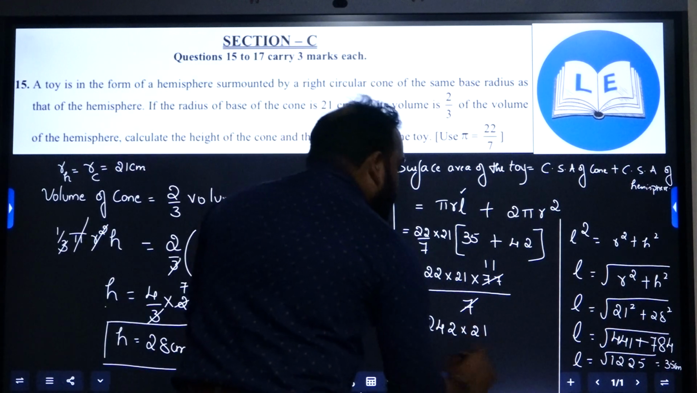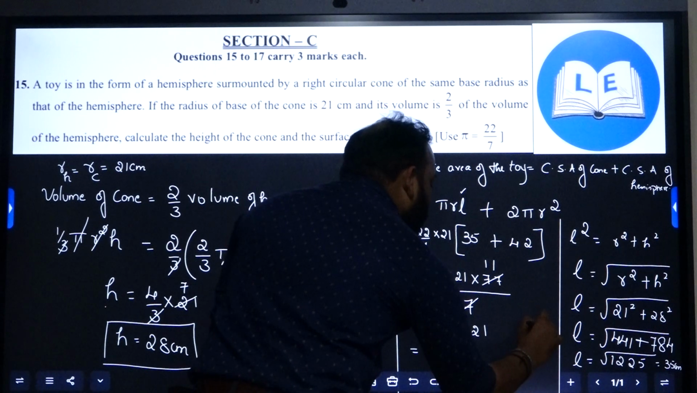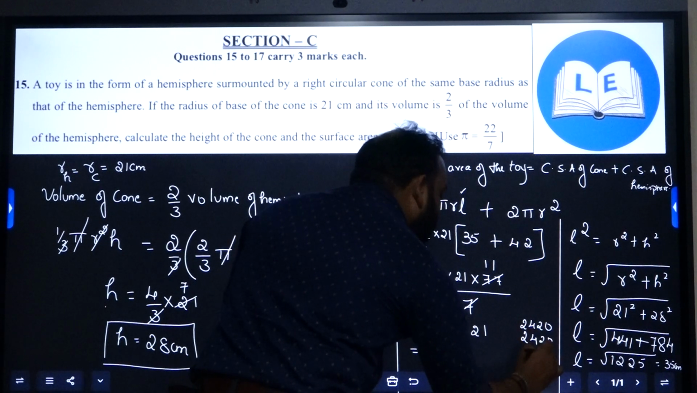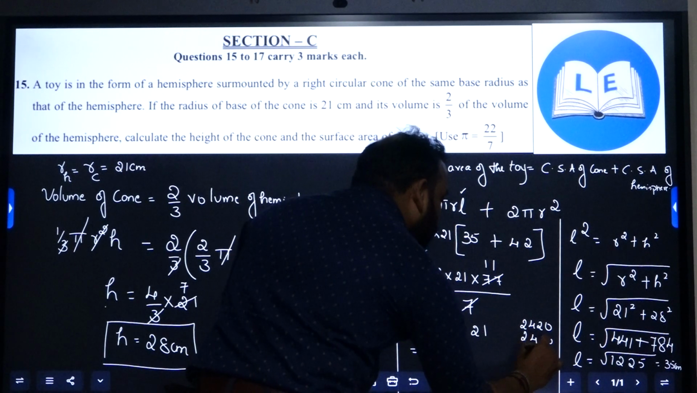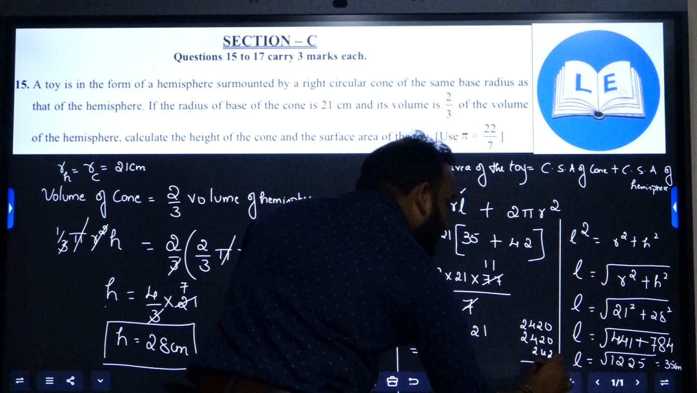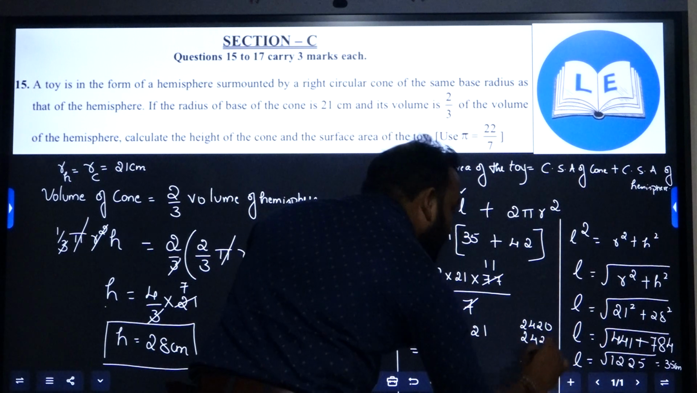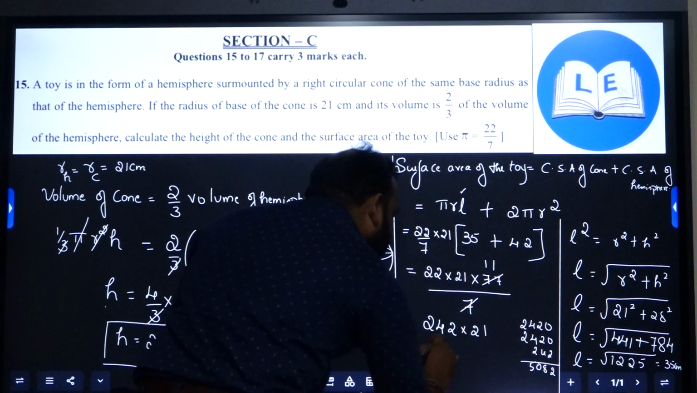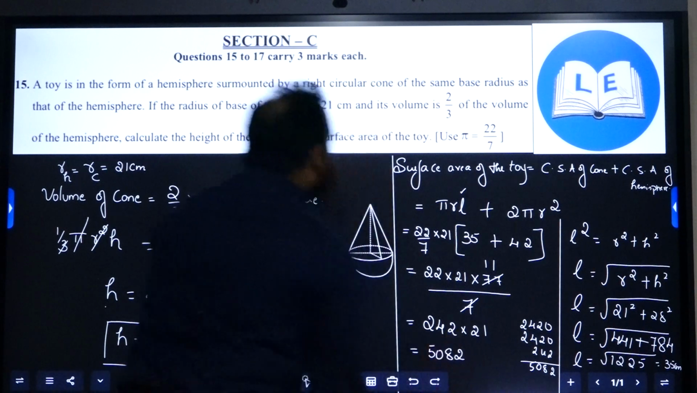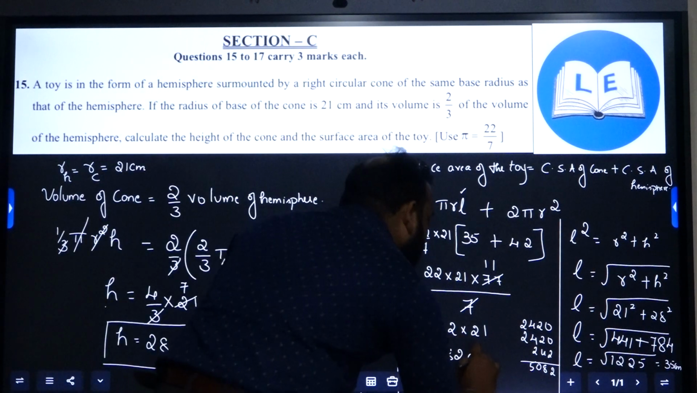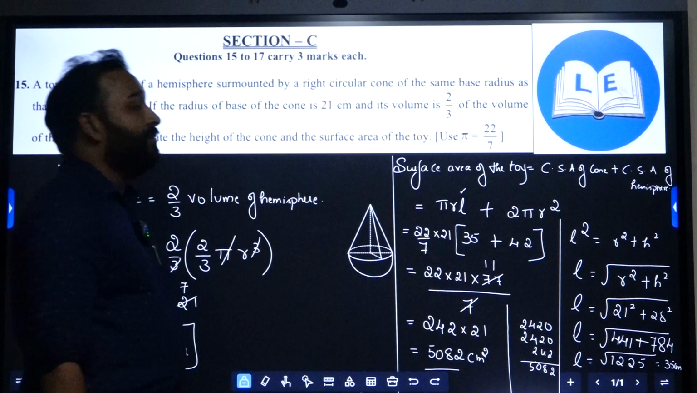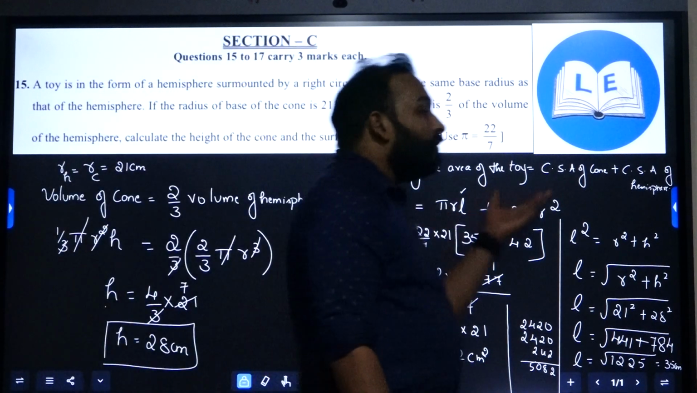242 10 times is 2420. One more time, 20 times is 2420 again. And then you just have to add 242. This is how we calculate, right? So you get it as 5082 centimeter square. So we get the curved surface area of the cone as 5082 centimeter square. This is how we find the curved surface area of a cone.